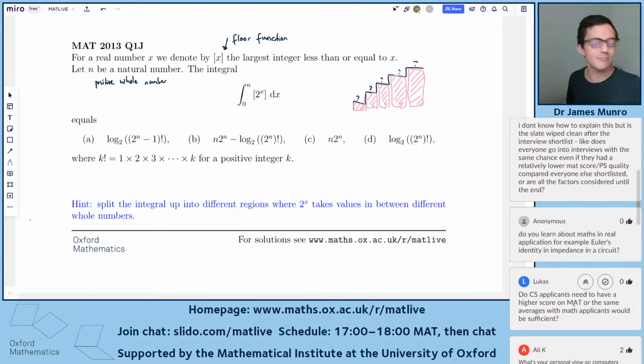CS needs higher scores on the MAT. There are statistics on the computer science website about the average scores that their applicants have had recently, Lucas. They do different questions, so it's a bit hard to compare.